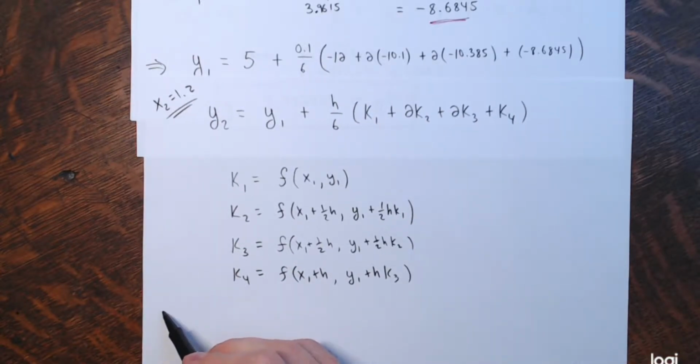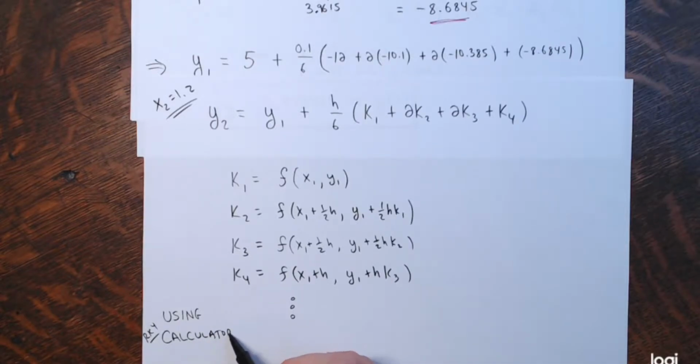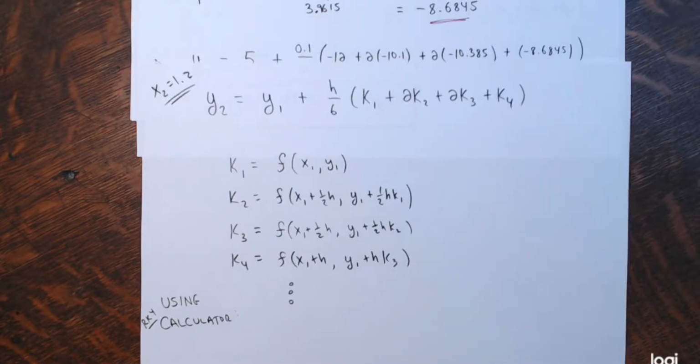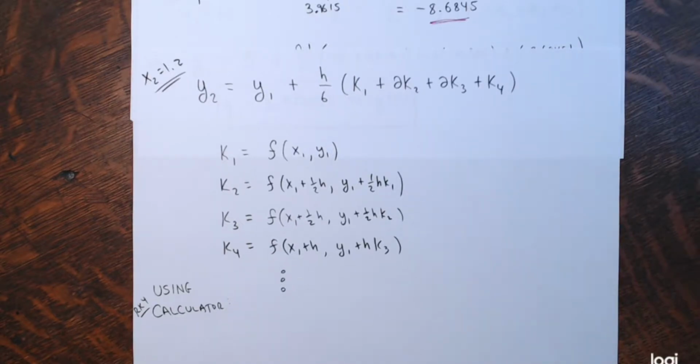So I'm going to do this using a calculator. Now what I mean by a calculator, I mean an Rk4 calculator. Now if you go to Google, what I did was I just typed in Rk4 Method Calculator. And a bunch of sites came up. Now some of them had a lot of ads that popped up in the middle of them. I didn't really care for them. I didn't want to show you guys those.